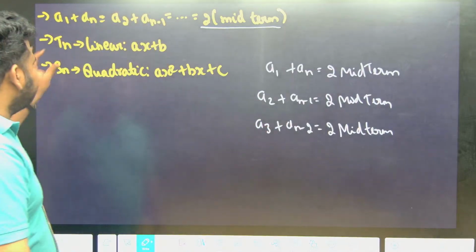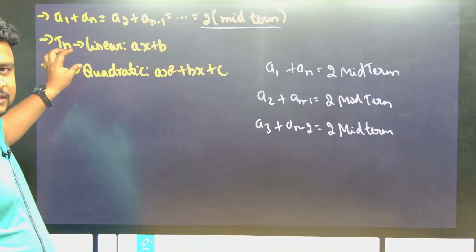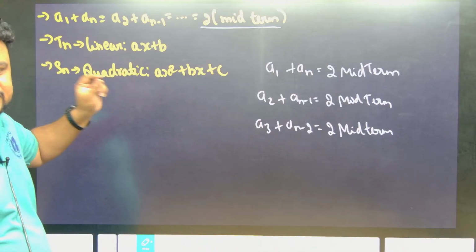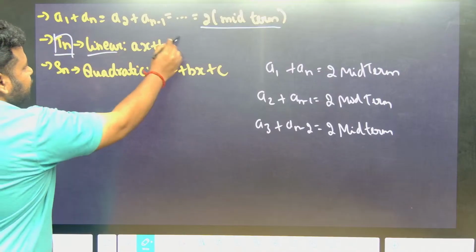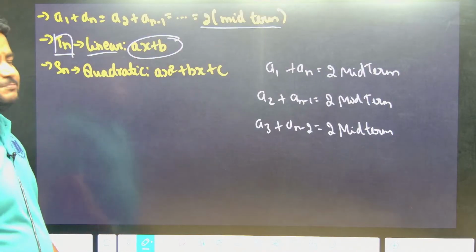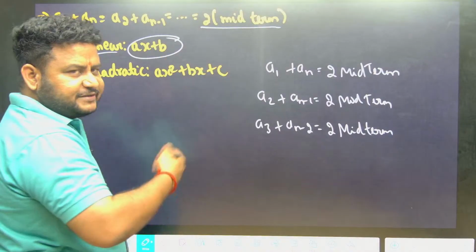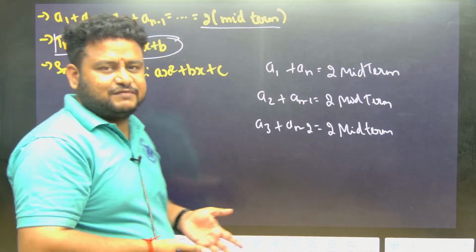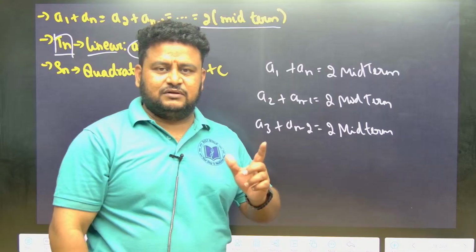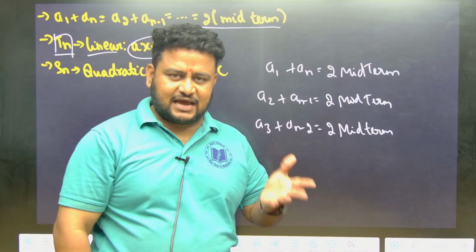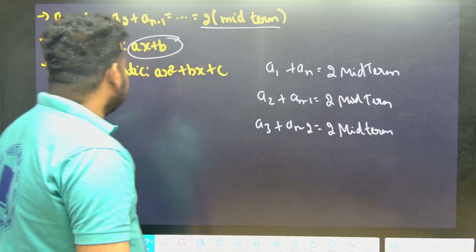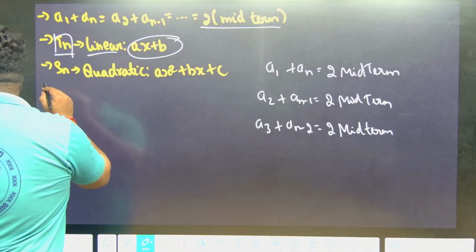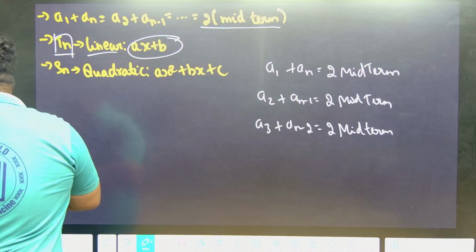Next thing, if you find An, if they ask for the graphical representation, that will always be linear. So, An or Tn will be a linear one, that is Ax plus b. If it is to be represented graphically, or if a graph has been given and you are having a linear line, that means they have given An. But if it is quadratic, then you are having Sn.